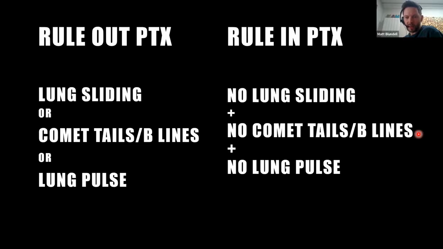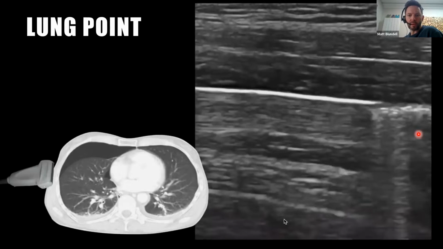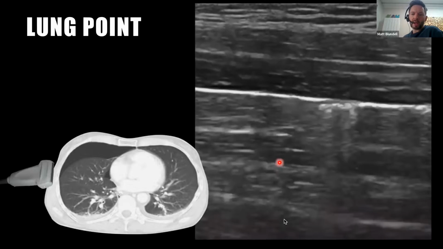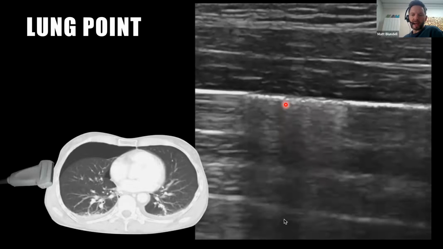So conversely, to rule in a pneumothorax, you have to see no lung sliding, you have to see no comet tails or B lines, and you have to see no lung pulse. But to be 100% specific, there's one other finding we can look for. This can help rule in a pneumothorax, and that's called a lung point. So a lung point is the area at which the lung is adherent to the chest wall.